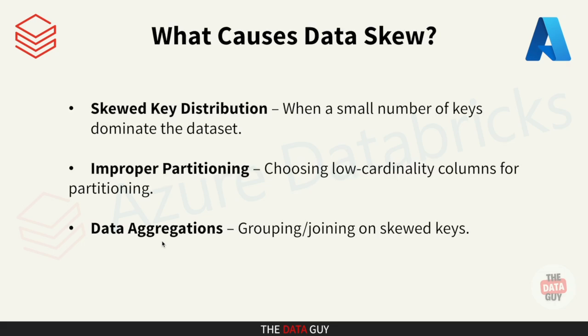So, what causes data skewness? First one is skewed key distribution. When a small number of keys, for example, null or a popular value, dominate the dataset, some partitions are overloaded. Second one is improper partitioning. Partitions created using low cardinality columns can result in uneven data sizes, for example, partitioning on region when most of the data belongs to a single region. Third reason is data aggregation. Grouping or joining on skewed keys can cause imbalanced shuffles.